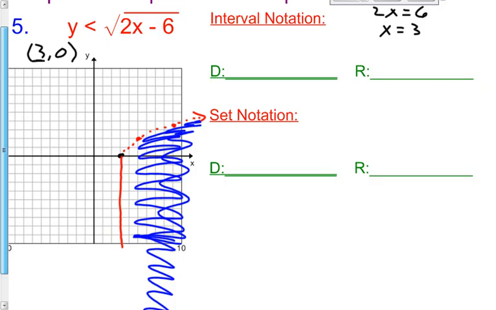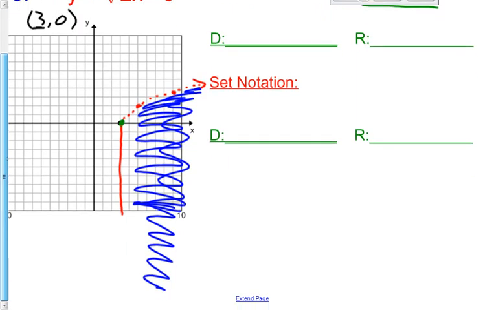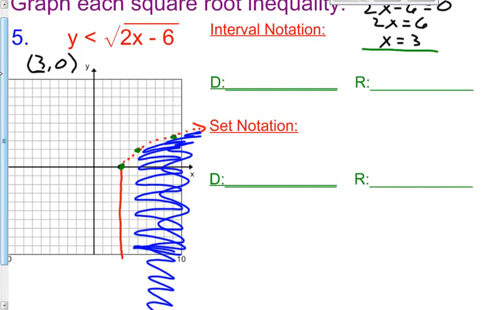I expect you to have the vertex correct. I want to see this work where you set it equal to 0 and then you solve for x. I want to see 2 other points on your grid, so this point and this point. I want to see the dotted line that connects these dots, and then I want to see the shading. So all of those are what I expect from you on your test questions.